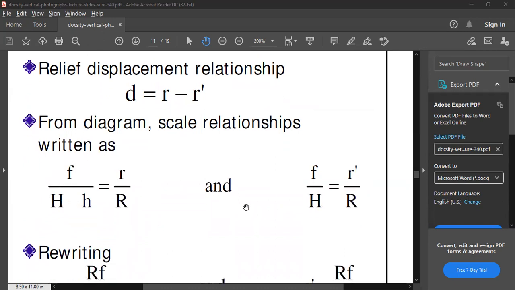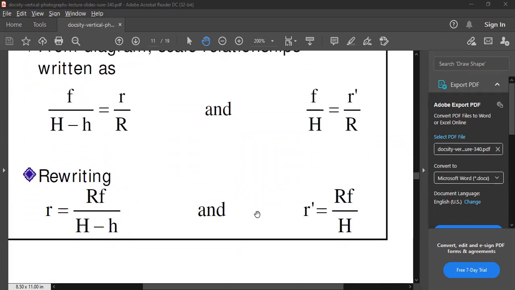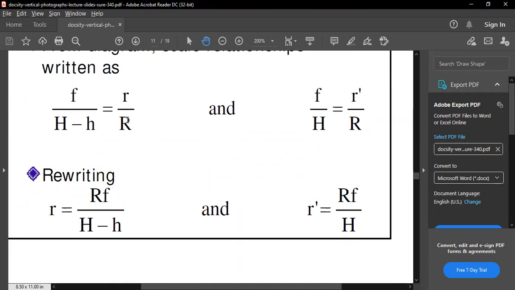We can do similar triangles again, scale relationships. Remember, I said that r prime over R is scale. r over R is scale. Do you remember that? Do you remember the formula for scale?